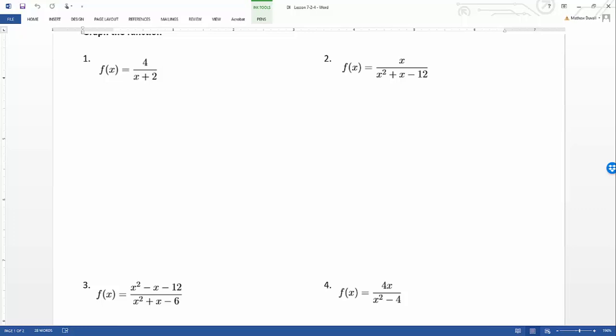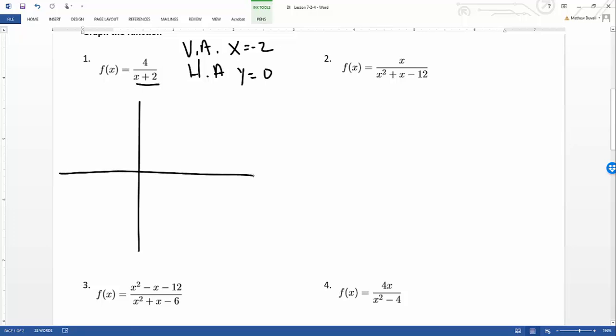So the things we need to find are vertical asymptotes. If I set that equal to 0, you're going to get -2. There are no holes. My horizontal asymptote is y equals 0. So at x equals -2, I have a vertical asymptote, and at y equals 0, I have my horizontal asymptote.